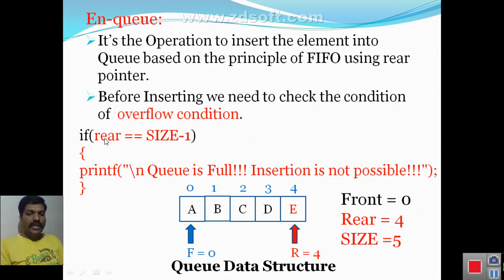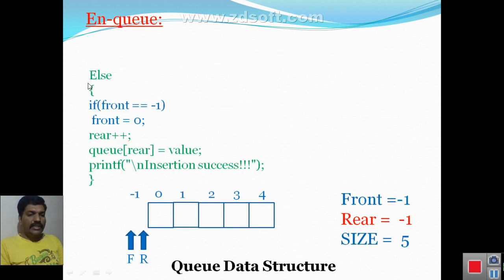Okay, but if the rear is at location 4, the condition is true. Otherwise, the queue may be indicating 3, 2, 1, 0 and minus 1. Other than the 4 value, if the rear is indicating this particular condition, it is going to fail, then automatically it is going to execute the else body only, not the if body.